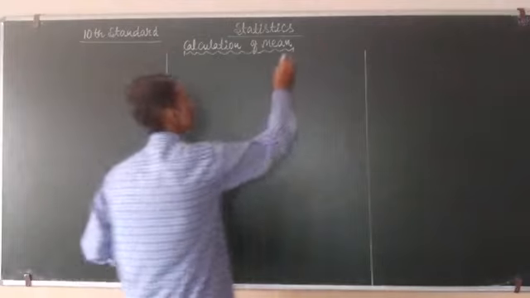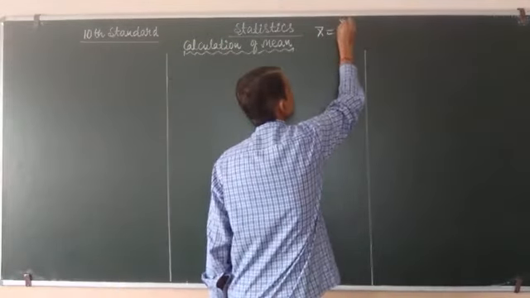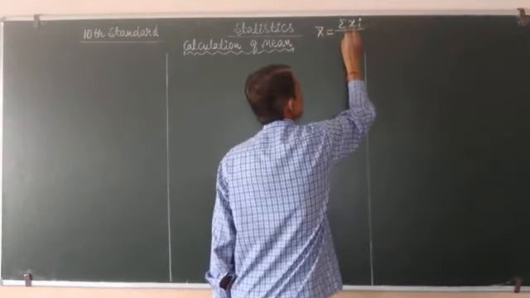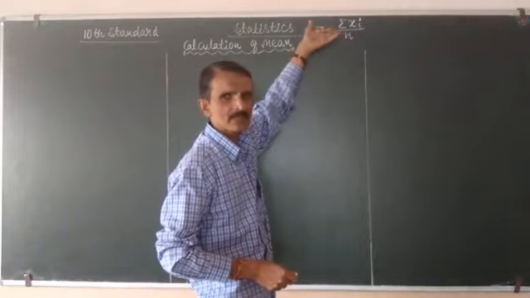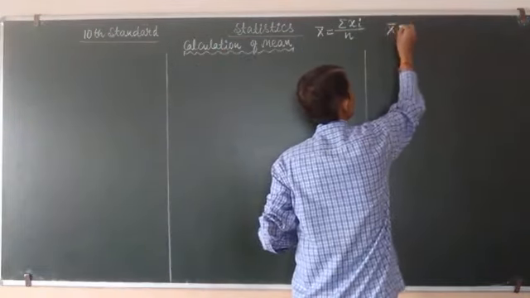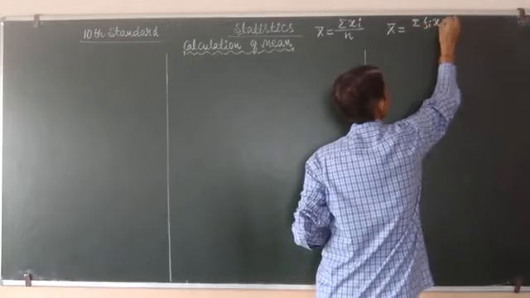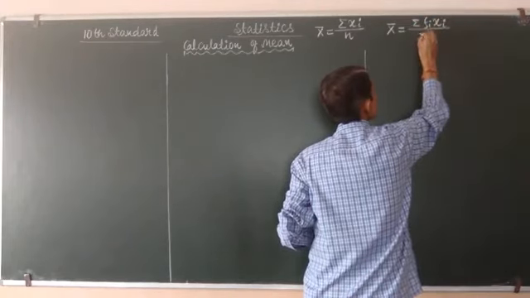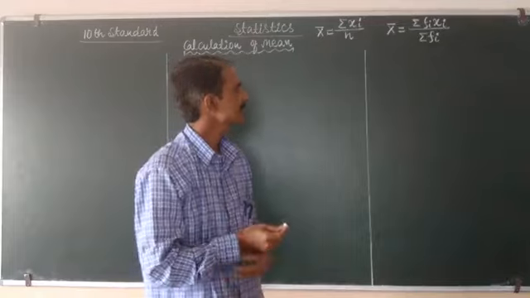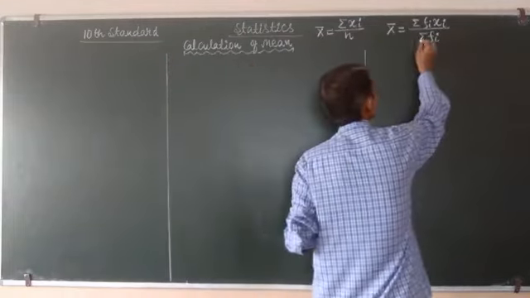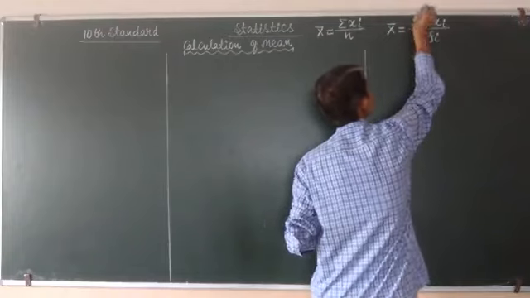The mean x bar equals sigma xi by n. This is the formula we use for ungrouped data. For grouped data, x bar equals sigma fi xi divided by sigma fi, where the value of i varies from 1 to n.